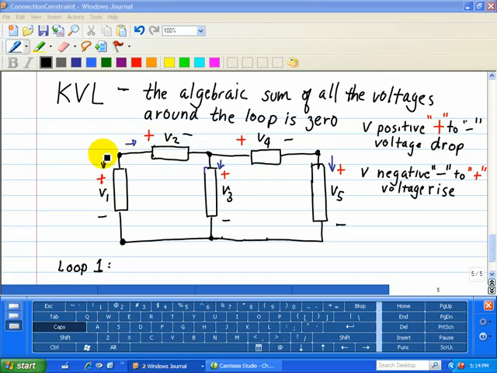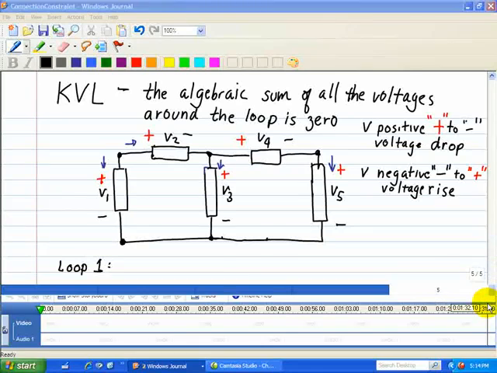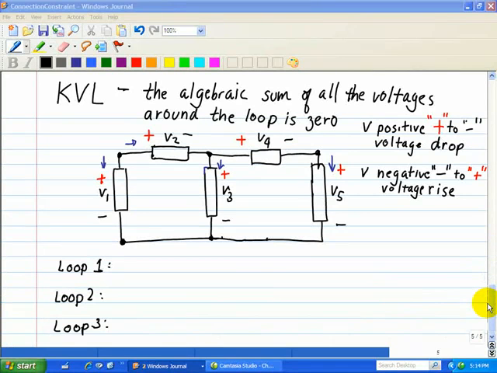Say the direction of the current is this way, then this must be plus for V1 and this must be minus, so these are my reference marks. And that's how we're going to write our KVL based on these reference marks, independent of what the device is. Note that when we go from a plus to a minus when we write the loop equation, this is known as a voltage drop, and when we go from a negative to a positive, the voltage is negative, and that's known as a voltage rise.